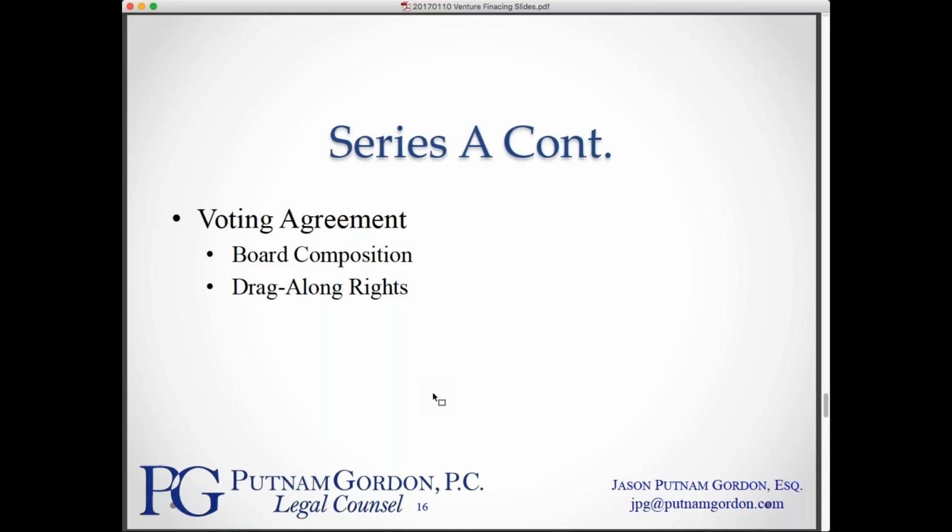Or if it's a 3-person board, sometimes we say VC gets 1 slot, common shareholders get 1 slot, and then there's an independent to be mutually decided. Scale it up, right? We can see 2, 2, and 1 if it's a 5-person board, or some sort of other variations as you get bigger. So this voting agreement is about getting in place the necessary contractual documents so that each side can put on the board who they want to have on the board, and so that that board can then make the decisions on behalf of the company.